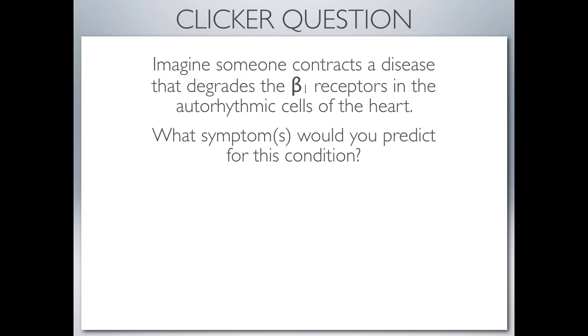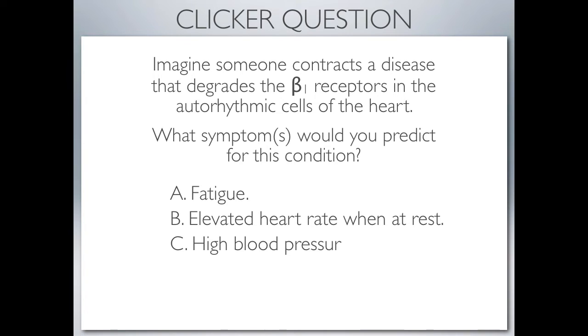Okay, imagine this is an experimental manipulation type question. Imagine someone contracts a disease that degrades beta-1 receptors in the autorhythmic cells of the heart. What symptoms would you predict for this condition? So A is fatigue, B is an elevated heart rate when at rest, C is high blood pressure, D is all the above, and E is B and C.